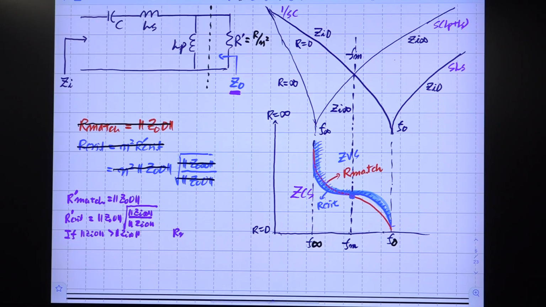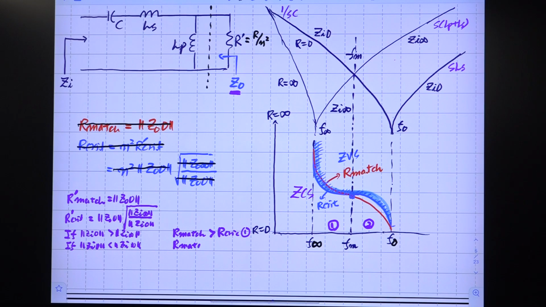R match is larger than R critical in this region. Maybe previously we defined this as region 1 and this as region 2. Okay, so in this region, if this sign of inequality is changed, then this sign is changed.